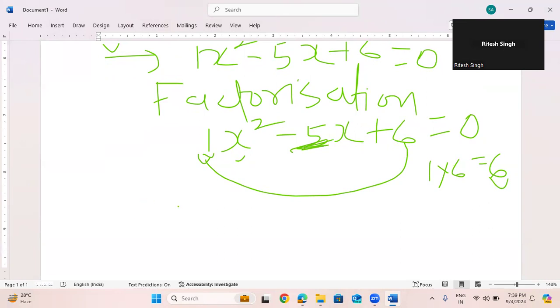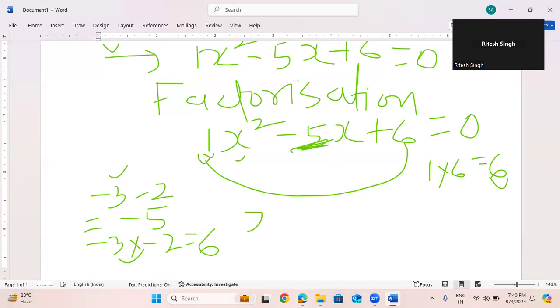So what can I do? I can write minus 5 as minus 3 and minus 2. Minus 3 and minus 2 will be what? Minus 5, right? So I can write this as minus 3x and minus 2x. And multiplication will be what? Minus 3 into minus 2 will be what? Minus into minus is plus, 3 twos are 6. So by adding it is minus 5, right? And by multiplying it is 6. So we will write it like that.